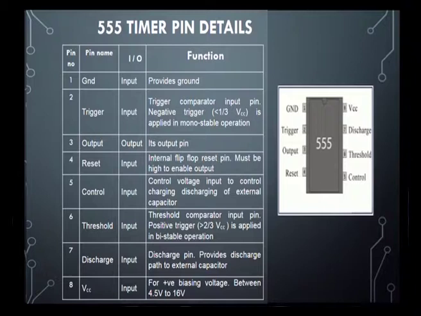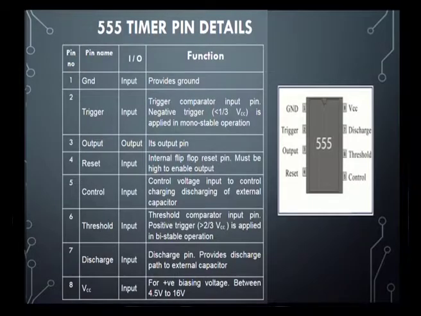These are the different modes of operation of a 555 timer: bistable is one mode and monostable is also another mode. Next, the 7th pin is a discharge pin, which is an input type, and it provides a discharge path to the external capacitor. There will be an external capacitor, and with the help of this pin we are able to get a discharge path.